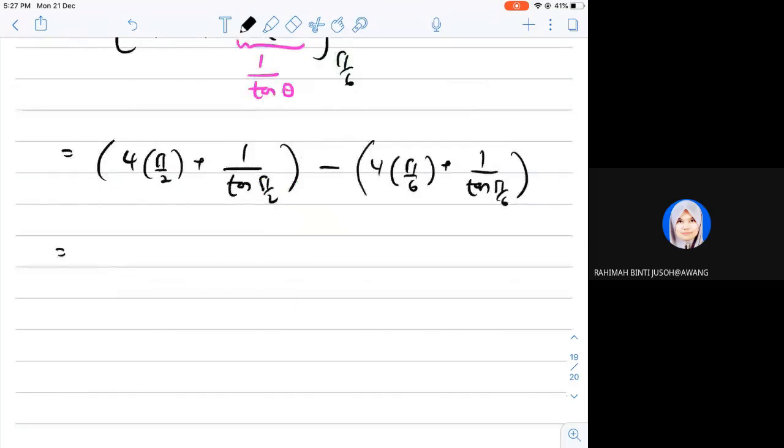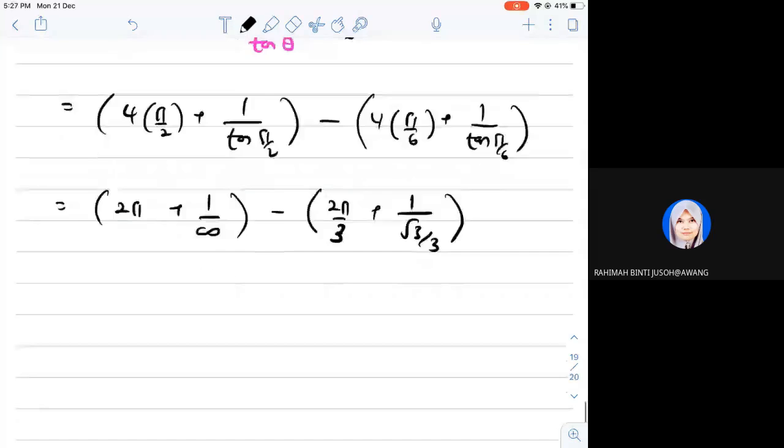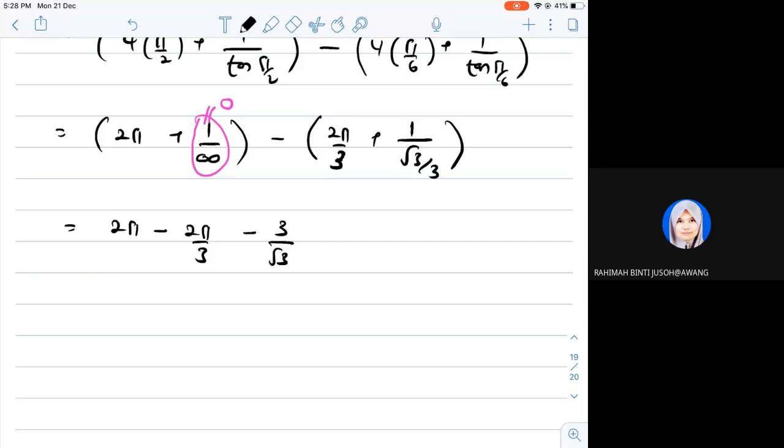Okay. So right now we have 2 pi plus tangent pi over 2 is actually infinity. So 1 over infinity minus we have 2 pi over 3 plus 1 over tangent 30 degrees. So tangent 30 is equals to square root 3 over 3. 1 over square root 3 over 3. Like that. So this one guys, 1 over infinity sama dengan 0. Yes, so 0. So we will have 2 pi minus 2 pi over 3 minus 3 over square root 3 lah, terbalik. Sebab dia 1 over square root 3 kan.